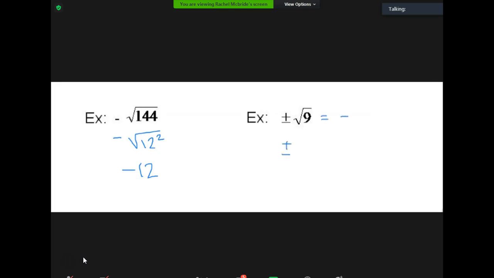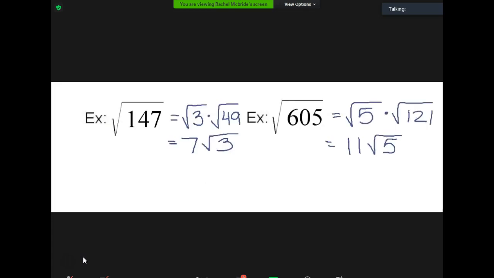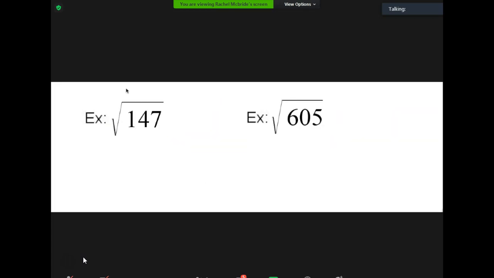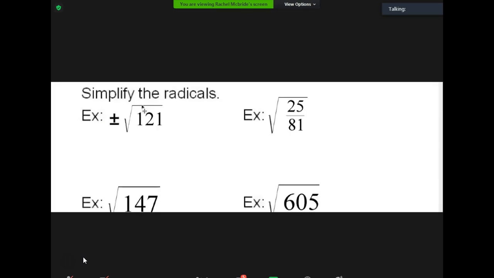The square root of 9 is really the same as the square root of 3 squared. Since 9 can be rewritten as a perfect square, we can say that this is equal to plus or minus 3. Okay, the square root of 121. 121 once again is a perfect square, so that becomes plus or minus 11.